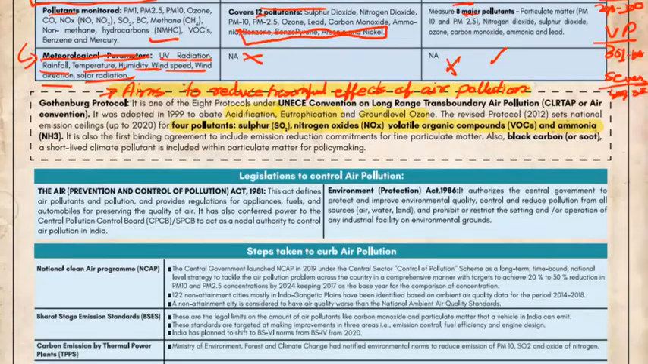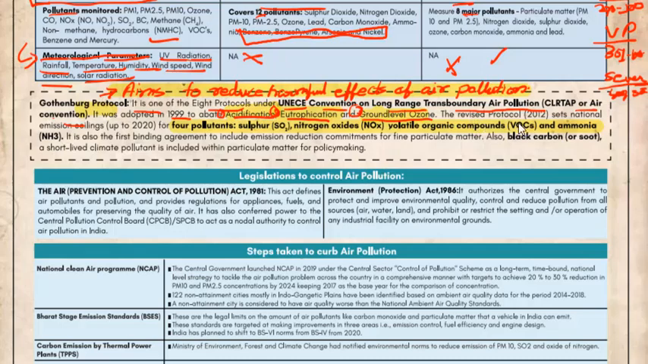Next is the Gothenburg Protocol. It is one of the 8 protocols under the UNECE Convention on Long Range Transboundary Air Pollution, CLRTAP or the Air Convention. It was adopted in 1999 to abate 3 things: first is acidification, second is eutrophication, and third is ground level ozone, or bad ozone. Initially it was to reduce these 3 effects.